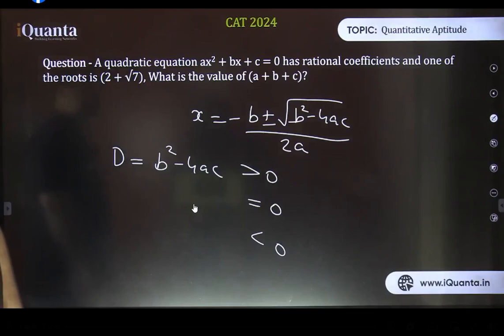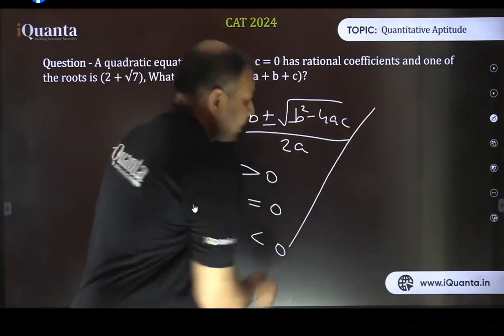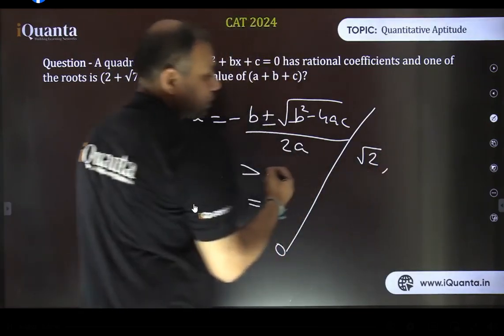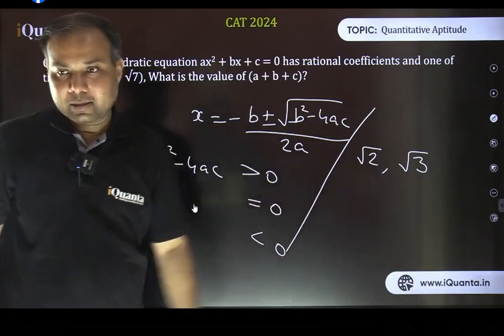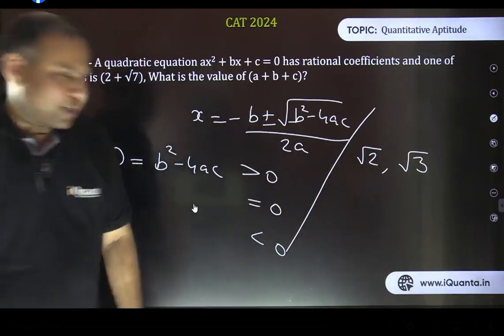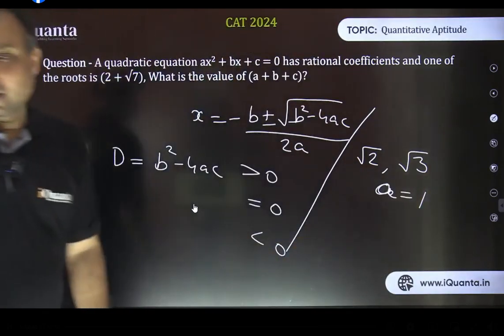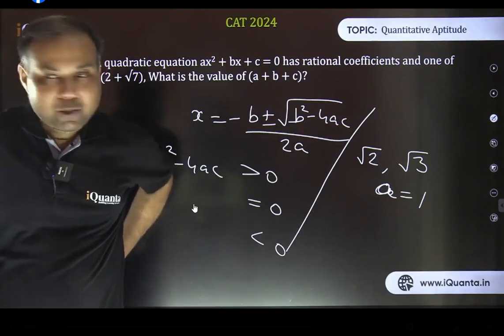Let me give an example. How should I explain this? Okay. Let's try to get it this way. Can you frame a quadratic equation whose one root is root 2 and other root is root 3? Is it possible? Please try to write the equation of a quadratic equation whose two roots are root 2 and root 3, assuming coefficient of a is 1. Yeah, a is equal to 1. Coefficient of x square is 1. Please write a quadratic equation whose two roots are root 2 and root 3.